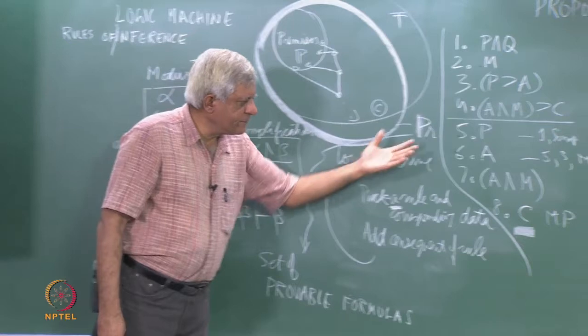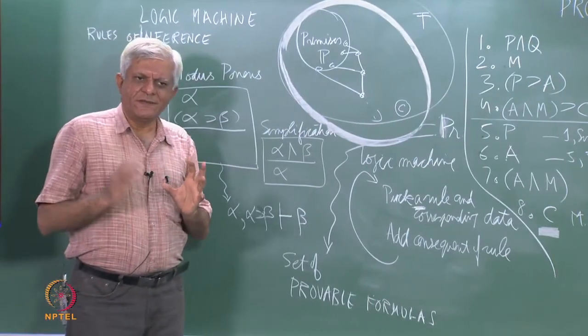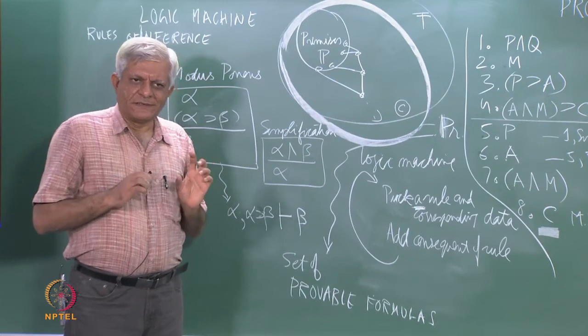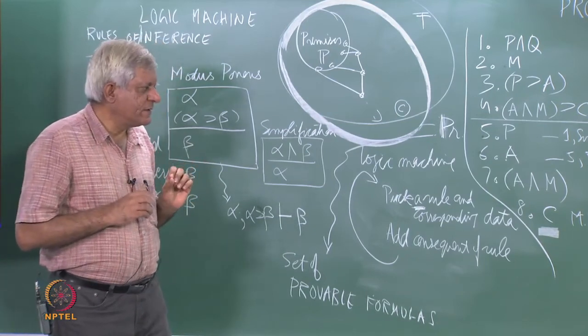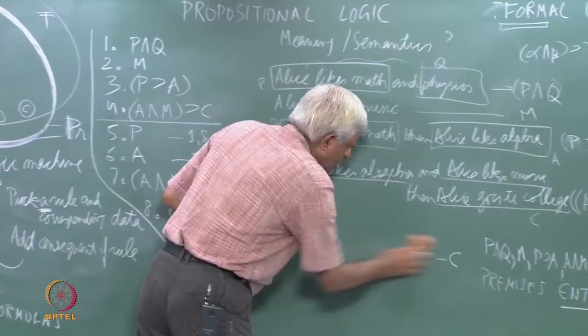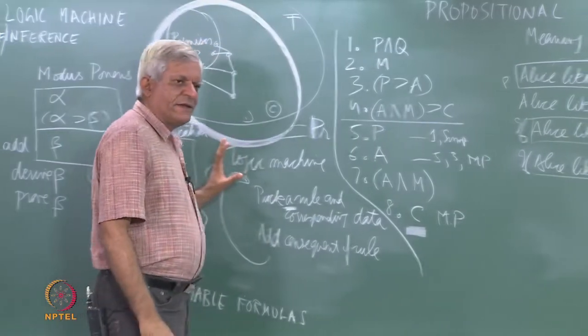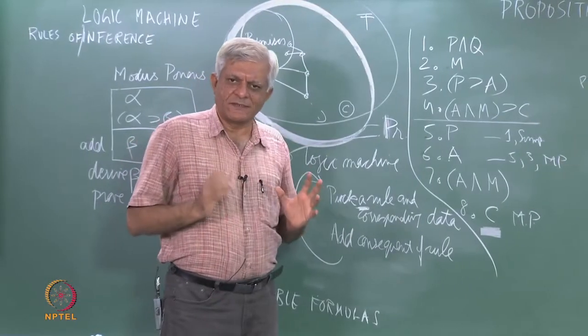We can build a machinery to produce a formula. So, is this machinery a good machinery or not? This is a question which is asked by all logicians. Okay. So, what do we have? We have a logic machinery. Is this logic machinery doing what we want it to do?